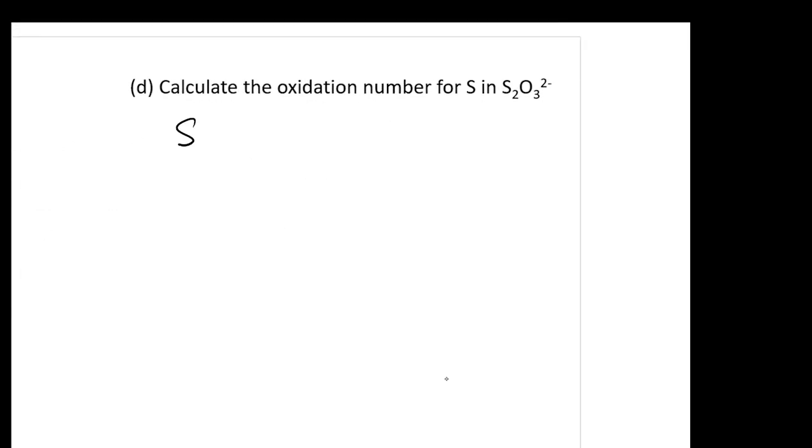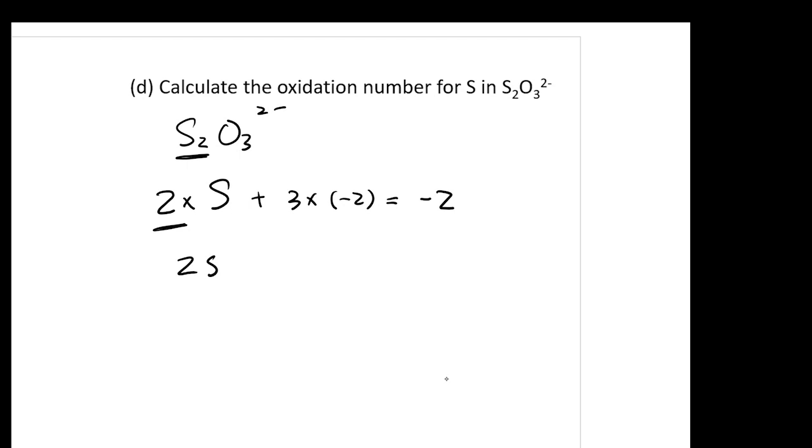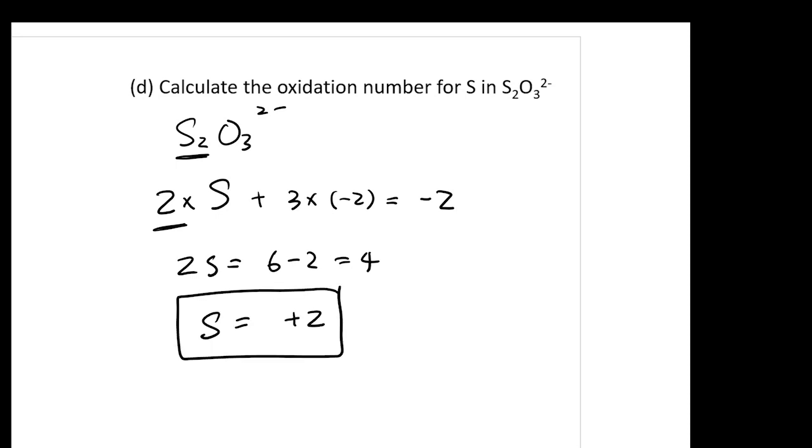The very last example we're going to give here is S2O3 2-. So it's a -2 charge. You want to figure out the oxidation number of your sulfur, but you have 2 of them. Therefore, you multiply 2 in front of sulfur, plus 3 times -2, that's going to equal -2. Therefore, 2S is going to equal 6 minus 2, which equals 4. Therefore, your S is going to be +2 charged. So the oxidation number of your sulfur will be +2.